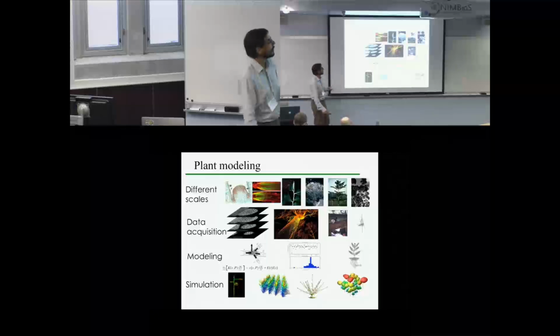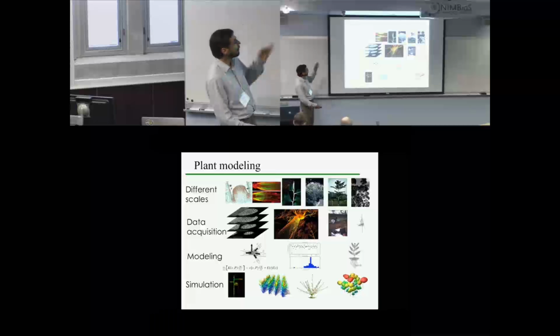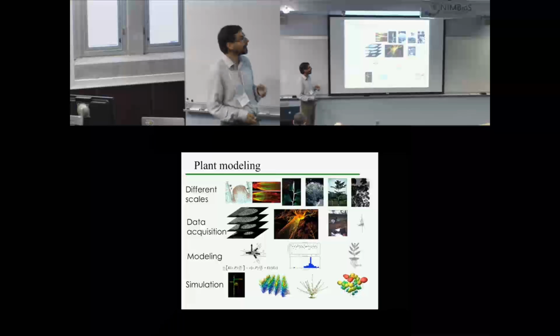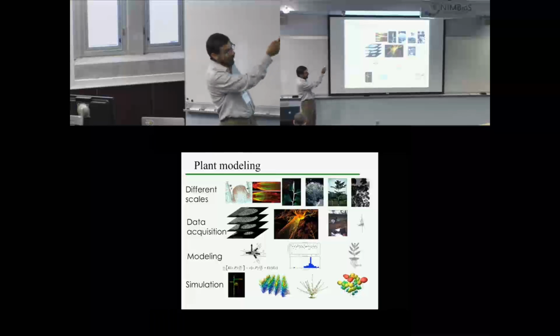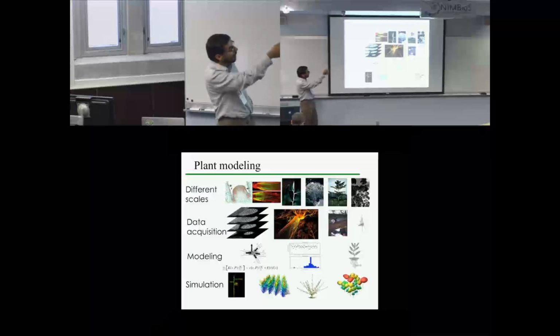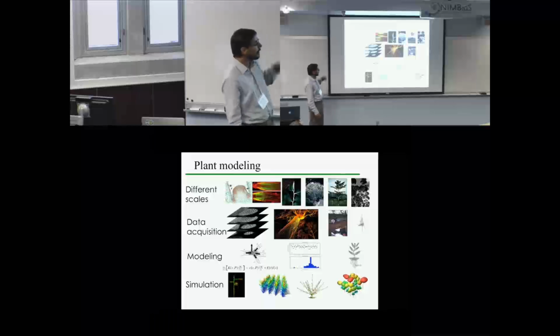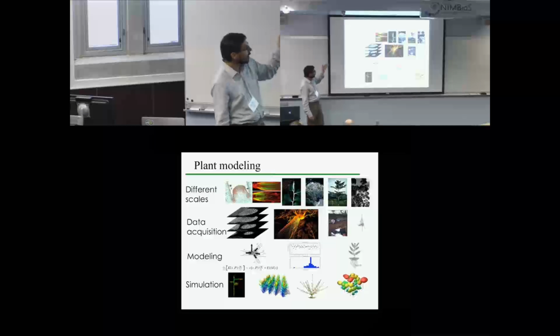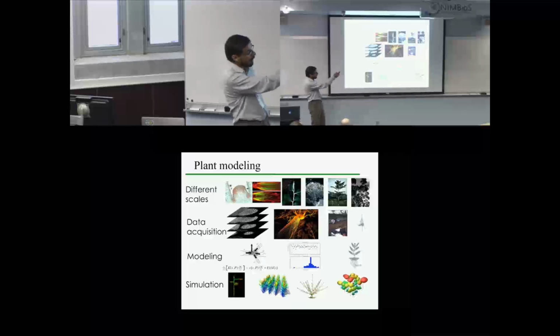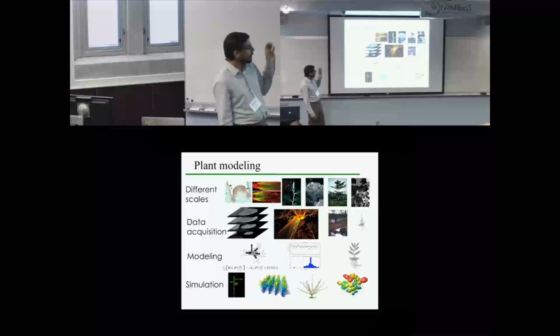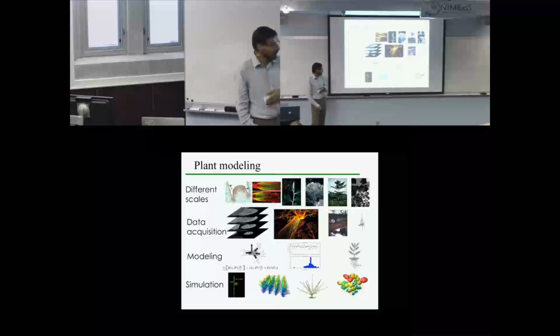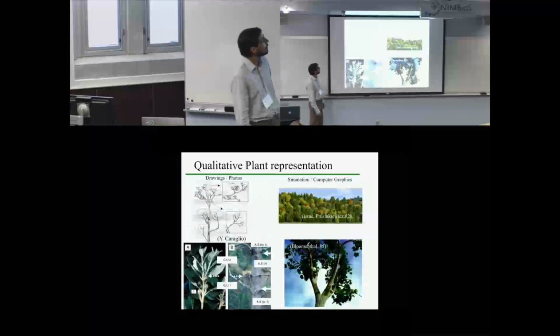That is, the representation of plants depends on the point of view. So you may have tissues that are formed of cells, organs that are formed of tissues, and also other elements at different scales from cells to populations. And there are lots of different ways to acquire plants, from images, laser scanners, or even manual acquisitions. And on plants, you may have different modeling formalisms and different simulation tools.